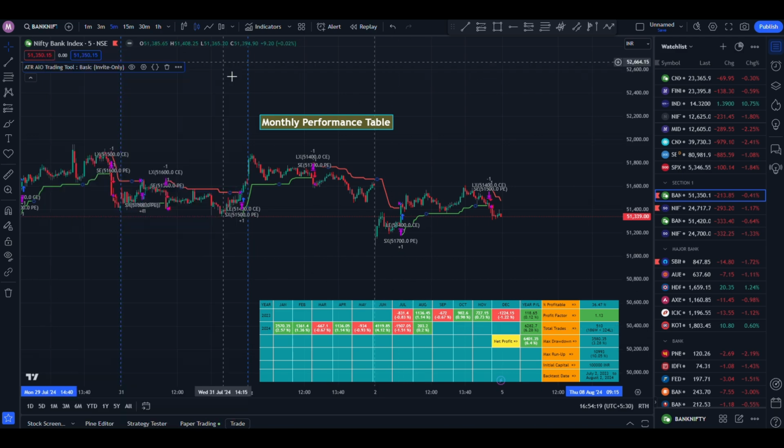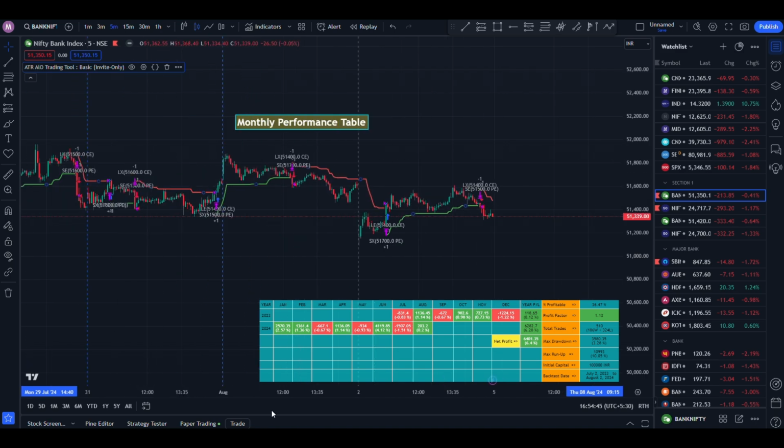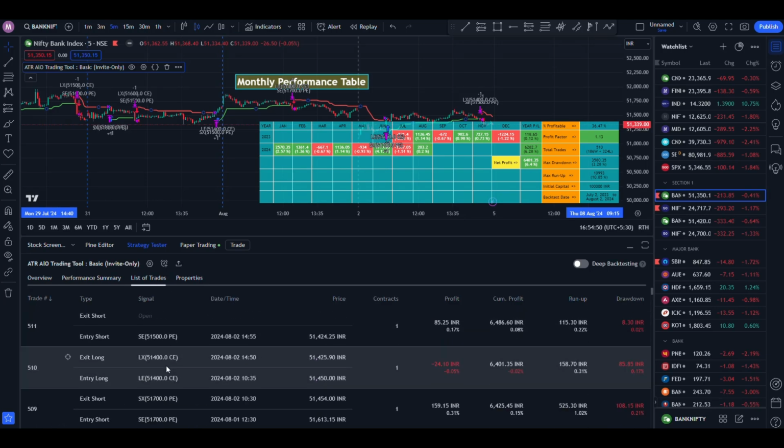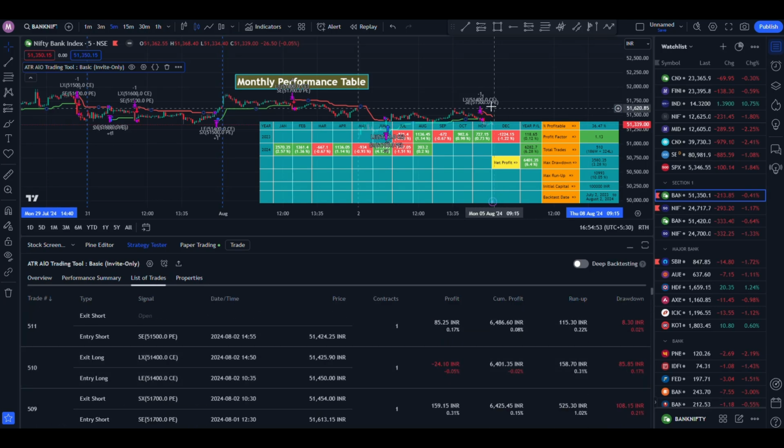So how do we understand these values? What is the meaning of 831 and 1136? You are plotting on the Bank Nifty index chart, so this is the spot chart. You are getting points, not rupees. If you look at the strategy tester, here is the list of trades. You can see the last trade, number 510.